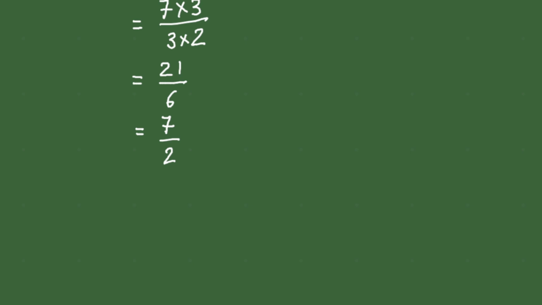Now, this is an improper fraction, so we can convert it into a mixed number. So, 2 goes 3 times into 7. So, 3 we will write as a whole part and remainder is 1. So, 1 we will write in the numerator and denominator we will keep as it is. So, 3 whole 1/2 is our answer.